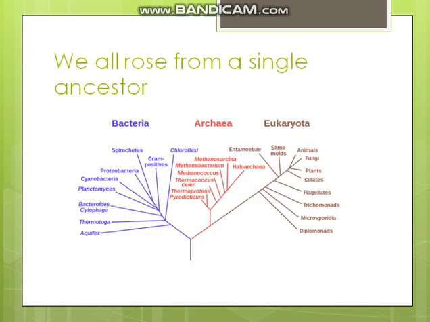Okay, so you can see different kinds of species and different kinds of organisms all written here. One kind of organism is animals, fungi, plants, ciliates, flagellates, slime molds, and amoeba, cyanobacteria. And we're already familiar with these terms, right? Bacteria, archaea, and eukaryota. So we all arose from a single ancestor. So let's understand the phyletic lineage a bit more deeply.